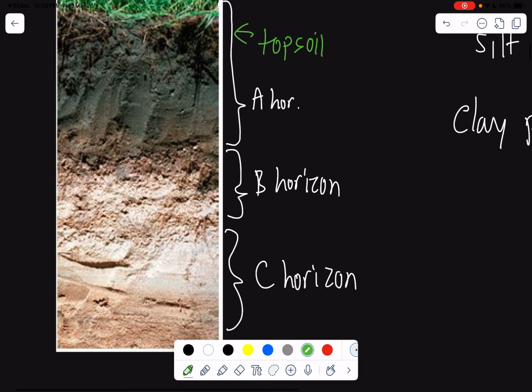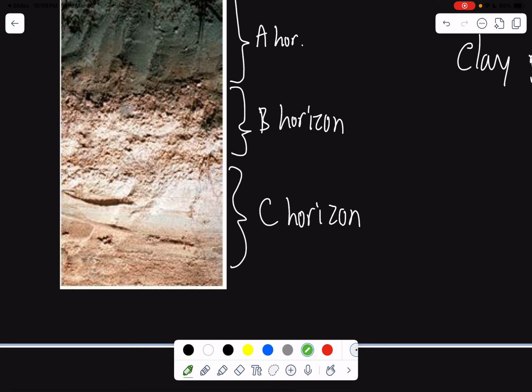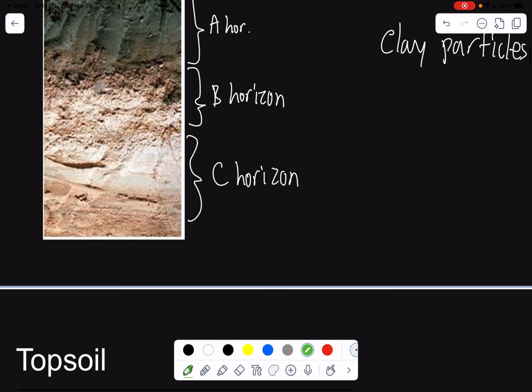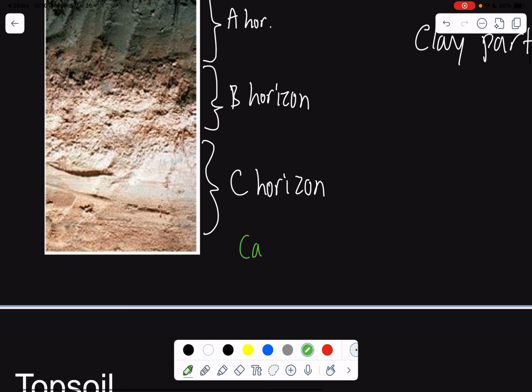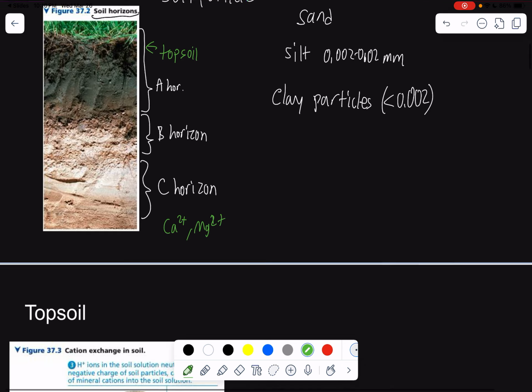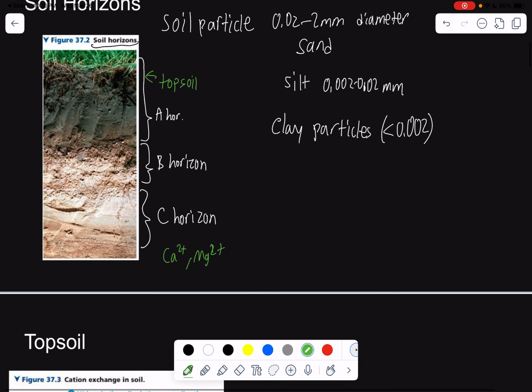The B horizon is sort of like a middleman. It has a little bit of organic matter, but much less than A, and it's also less weathered than A. But it's mostly rock at this point. And then C is all partially broken down rock. Some of this rock will serve as parent material for minerals that help form the upper horizon. So minerals like your Ca2+ and Mg2+ can all come from the C horizon.